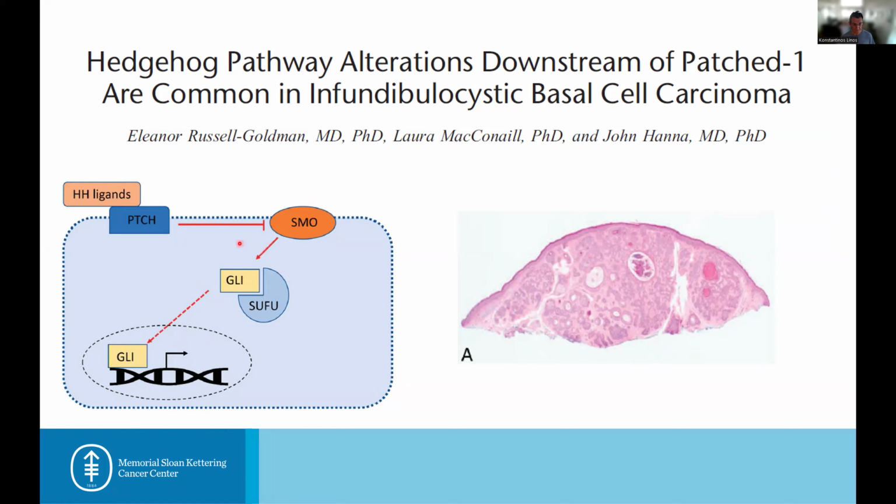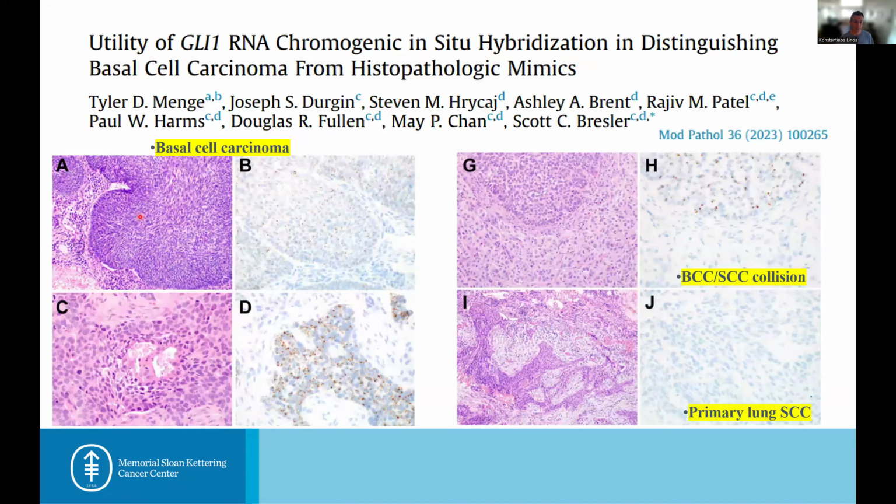And there is some evidence that, depending on at which level you have the mutation, there may be a correlation with the morphology. For example, cystic type basal cell carcinomas more commonly have mutations in the SUFU gene, whereas PTCH mutations look more like classic basal cell carcinoma. People have used this knowledge to see if they can differentiate basal cell carcinoma from mimics. There's a GLI1 RNA chromogenic in situ hybridization that works pretty well, separating basal cell carcinoma from mimics that are not of follicular derivation.